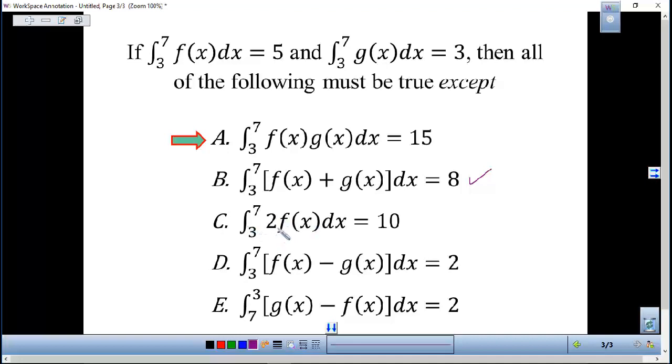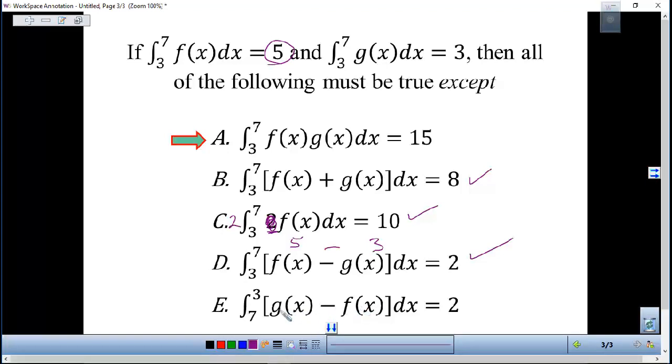And then this one has the constant multiple. So the constant multiple we could move out front. So 2 times the integral from 3 to 7 of f of x dx. Well, the integral of f of x dx is 5. So 2 times 5 does give you 10. We could do the difference again. The integral from 3 to 7 of f of x dx is 5, and the integral from 3 to 7 of g of x dx is 3. So 5 minus 3 does give you 2. Checks out.